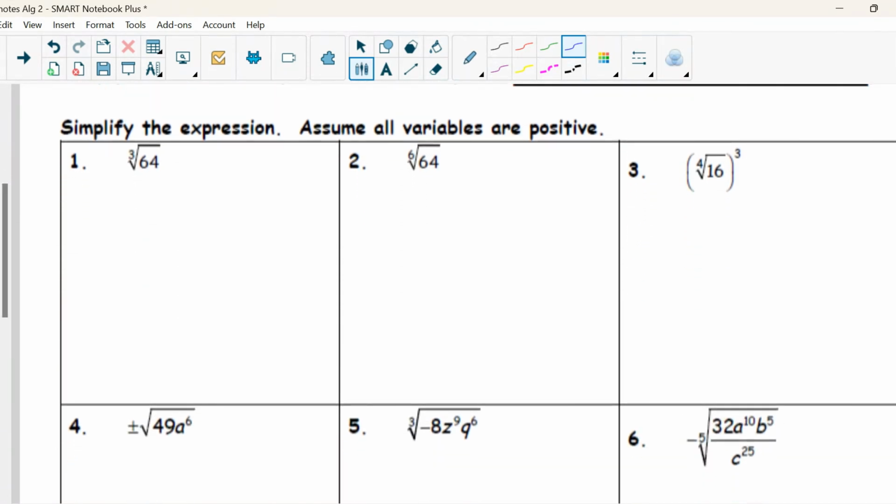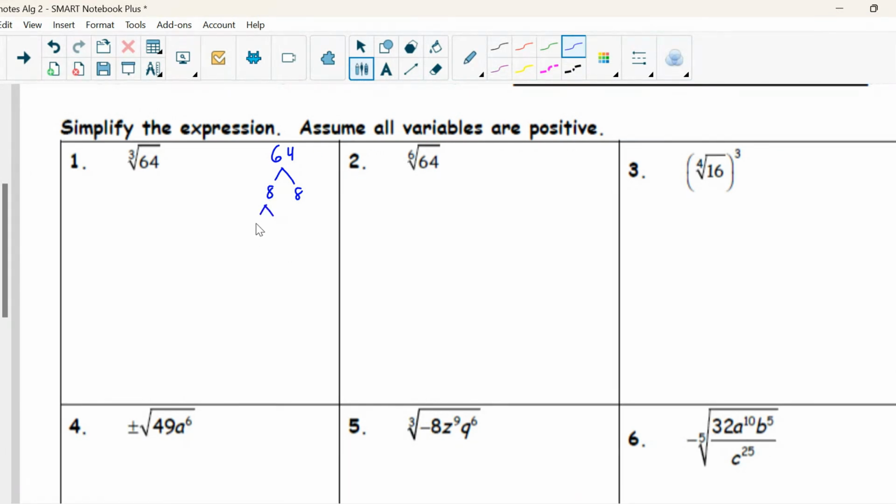So simplify the expression. In number 1 here, I have the cube root of 64. To simplify this, we want to find third powers, because that is the inverse of our index of 3. If you're struggling to think of what to the third power could factor out of 64, you can use something called prime factorization. How that looks is you take 64, which is the same as saying 8 times 8.